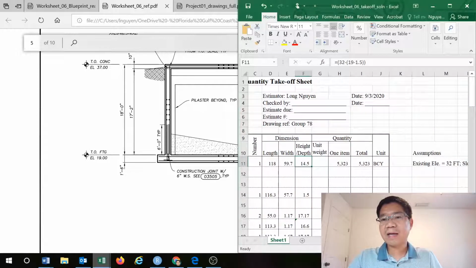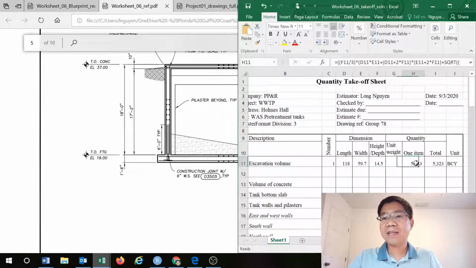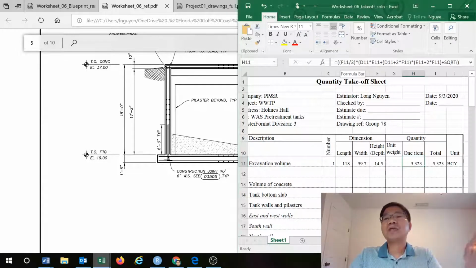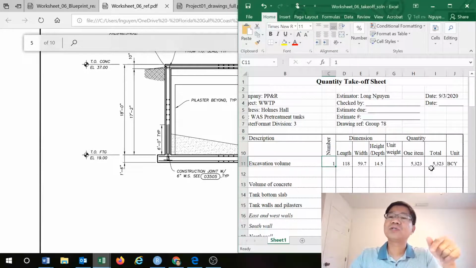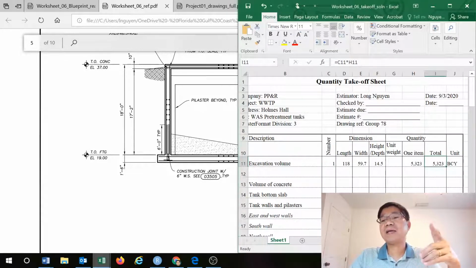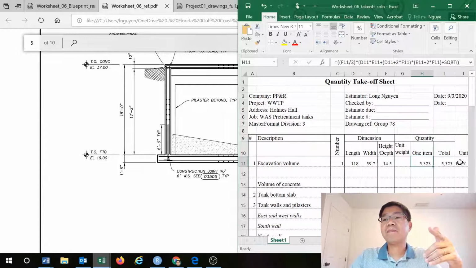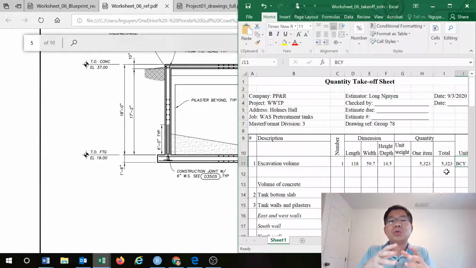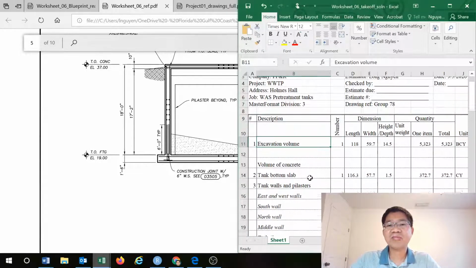1.5, so we get that elevation, and then we apply the modified average end area method, L over 3 times A1 plus A2 plus square root of A1 A2. We get that. And how many quantity? Only one number, one tank. So we can find that and divide by, of course, 27 to get the bank cubic yard, because that is the original condition for that. So that is the way to find out excavation volume.